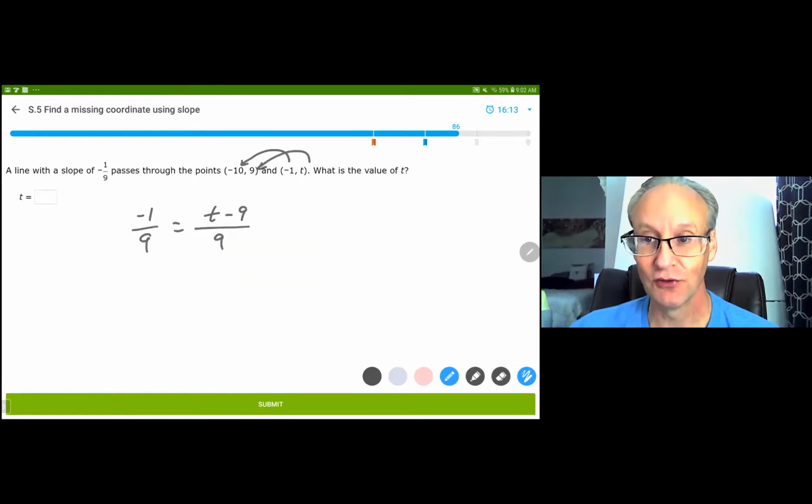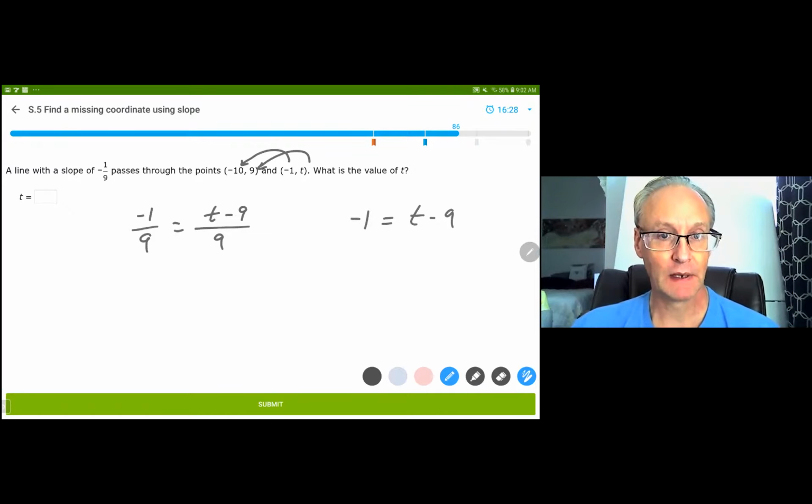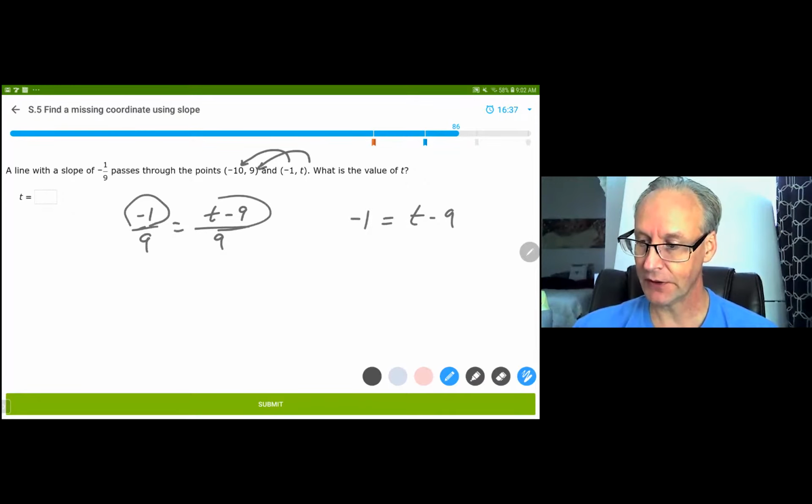I could simply ignore the denominators, which is a common technique when you have common denominators on both sides, which means the numerators have to be equal. Obviously, I can just simply write negative 1 equals t minus 9 and be done with it. Can everybody see that this is a numerator and this is a numerator, and they have common denominators? So obviously, the numerators have to be equal to one another. Just a little shortcut there.